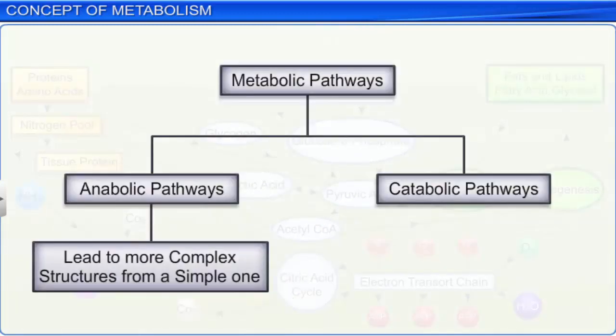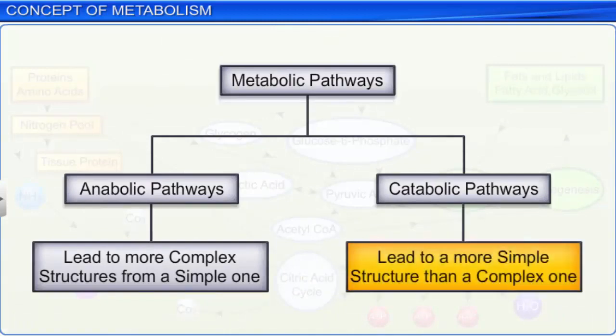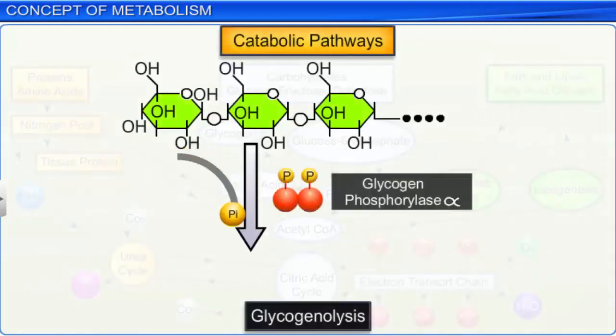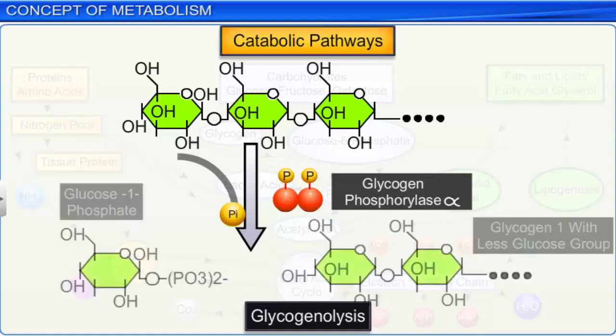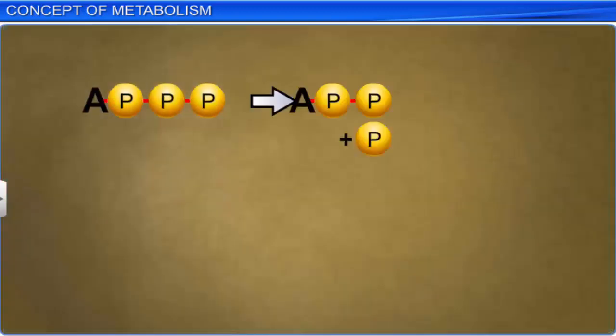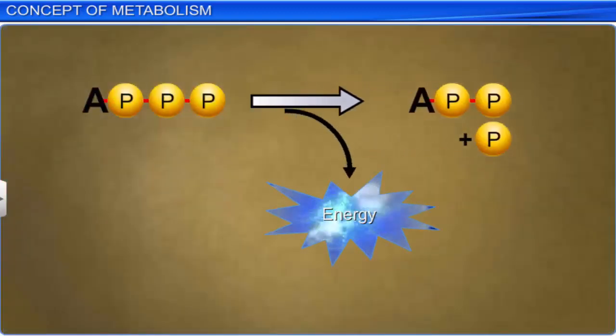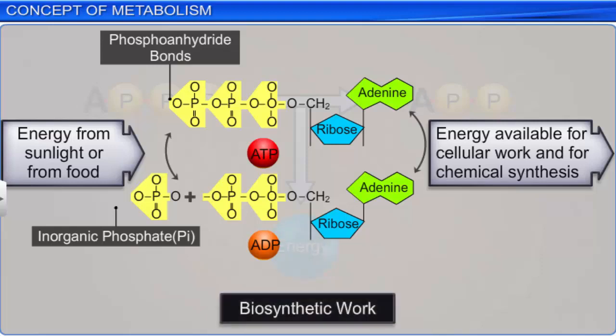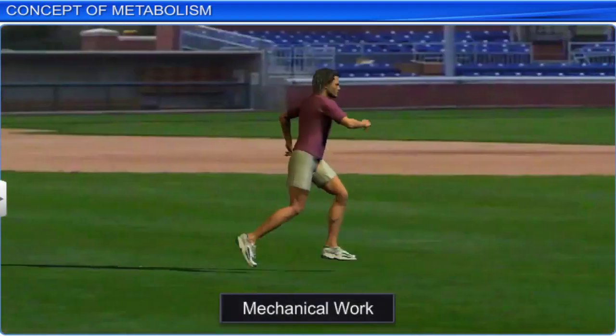On the other hand, catabolic pathways lead to a simple structure from a complex one. They involve degradation and also lead to a release of energy. For example, the process of glycogenolysis, which leads to the breakdown of glycogen to glucose. The energy released during degradation is trapped by living organisms and stored as chemical bonds. Later, this bond energy is utilized for biosynthetic, osmotic, and mechanical work whenever the need arises.